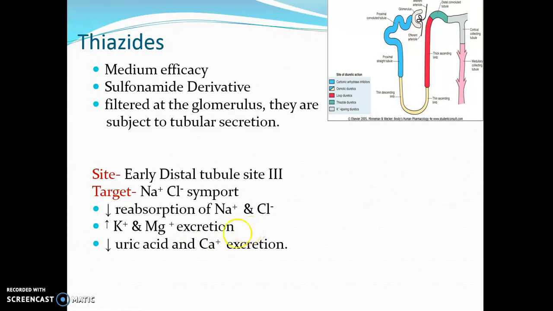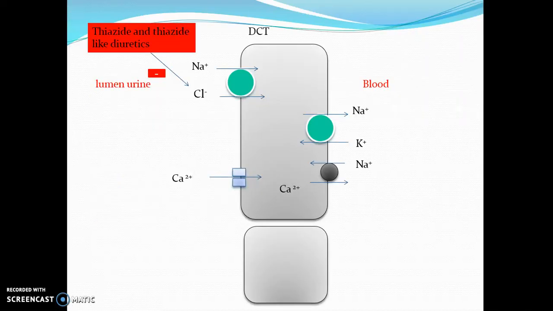Now the effect on calcium is opposite to that of furosemide. Here there is decreased excretion of calcium, causing hypercalcemia. In furosemide, there is hypocalcemia. We will see the reason in the subsequent slide.